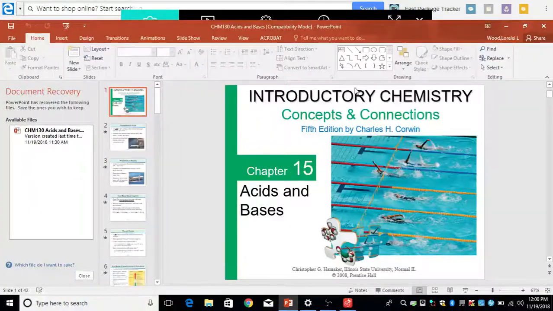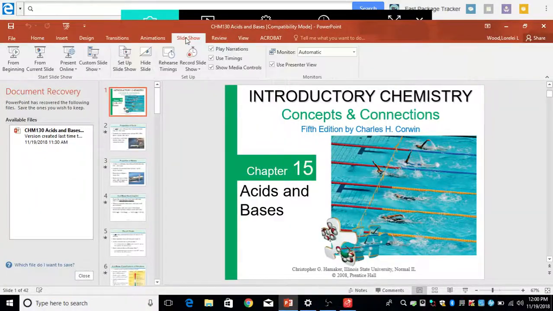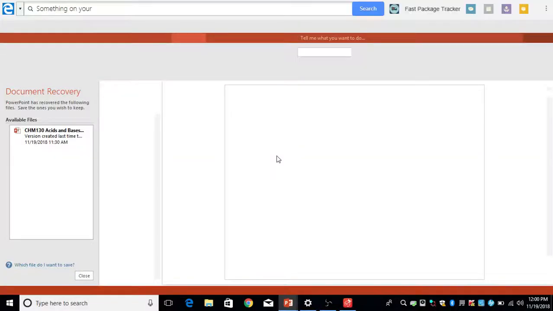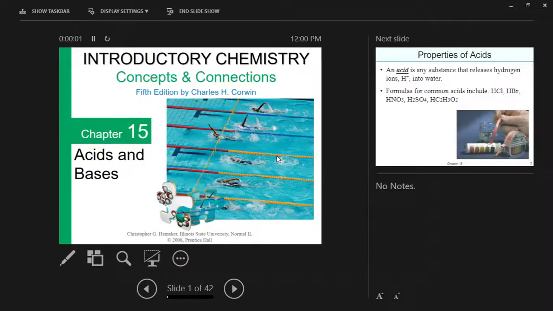Talking about acids and bases. A lot of this stuff you heard last week when you did the acid-base lab where you had to do a titration. So a lot of this stuff is going to be familiar.